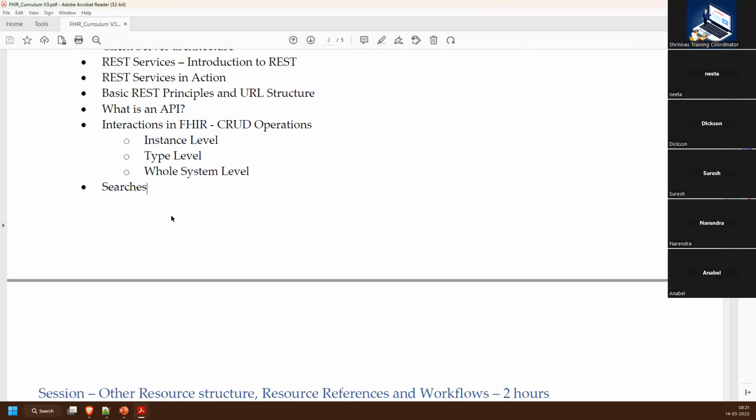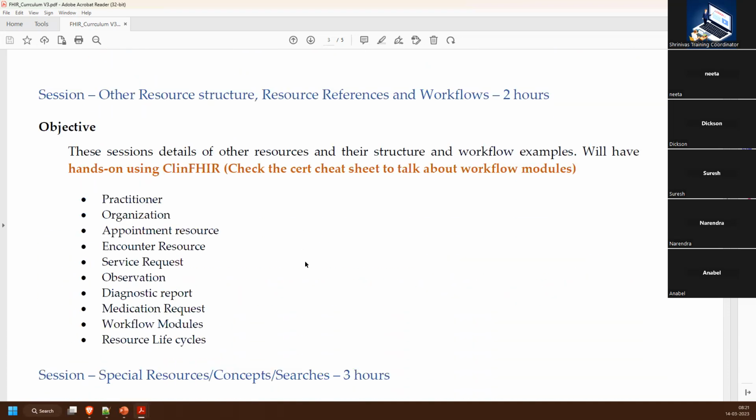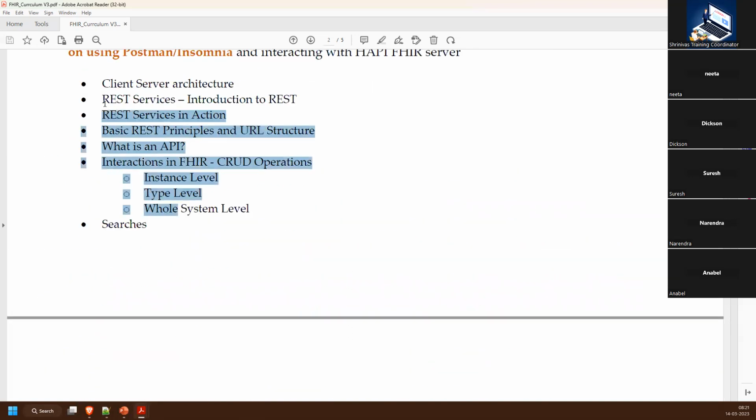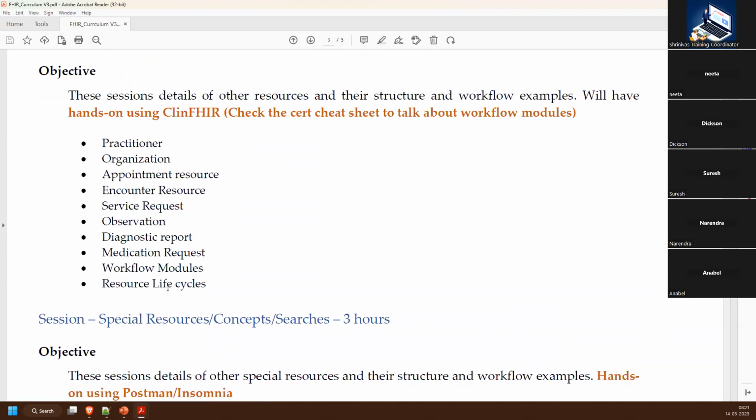Then we'll talk about searches of these records. As in when we create, we'll take a look at how you can search through the record. Then next we'll jump into other resources. I think by the time we complete the REST API, we'll get a fair idea about how the data is exchanged in the FHIR world and what is the structure of each of these FHIR resources. Then we will briefly take a look at all the resource structures so that we get introduced to what are the important elements in each one of these resources that we have.